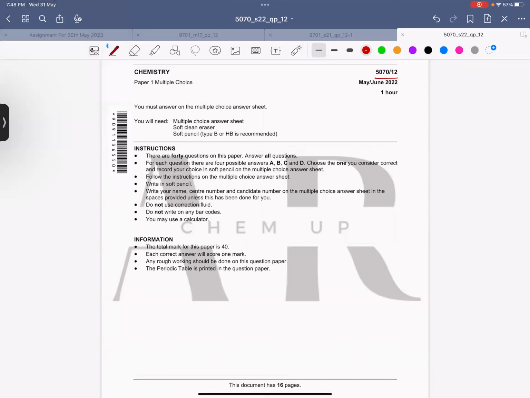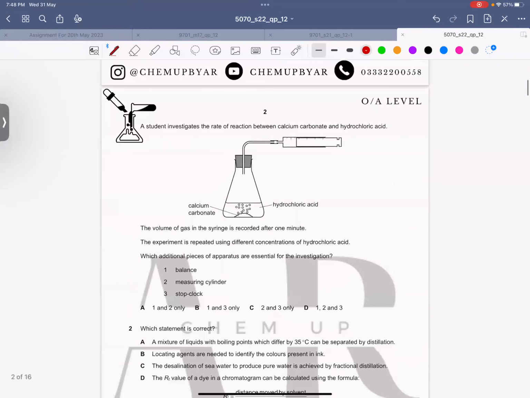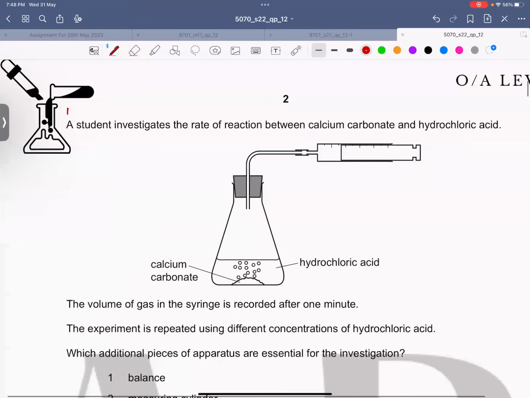Now we are going to start paper 1-2 of May, June 2022. Let's start with question number one. A student investigates the rate of a reaction between calcium carbonate and hydrochloric acid.